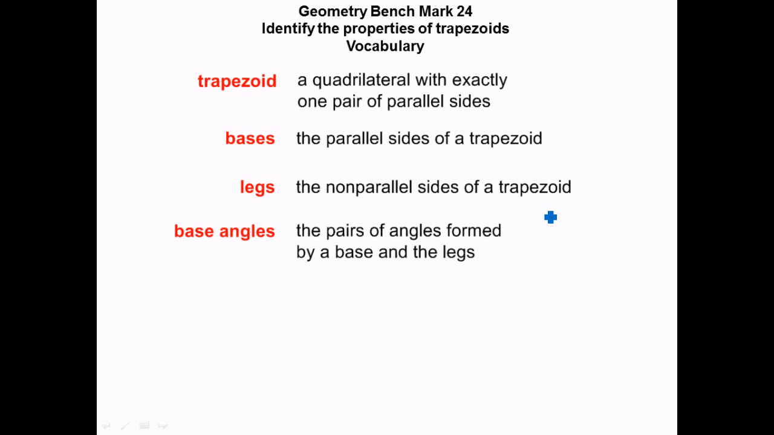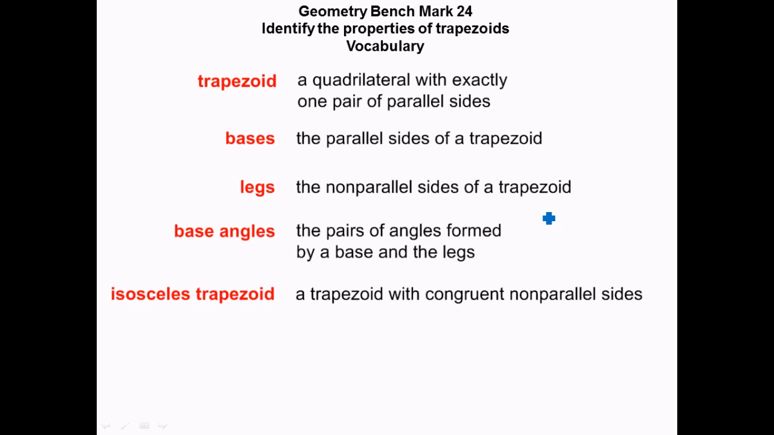We have the base angles. And then we have what's called an isosceles trapezoid, which has congruent non-parallel sides. And then we have what's called a median, and I'll show you pictures of all these in just a sec.